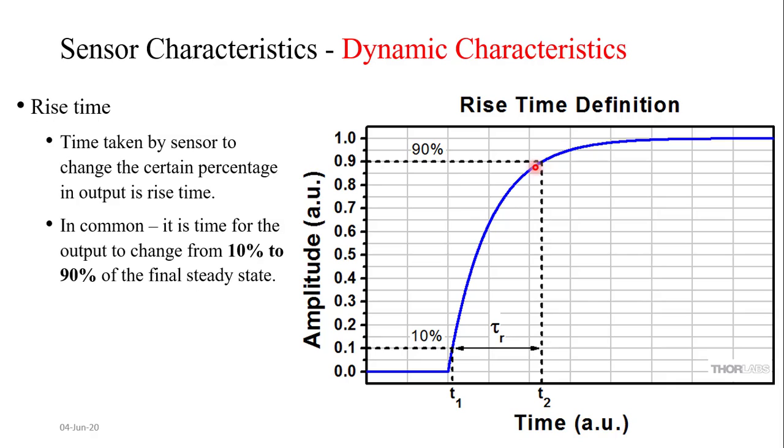When your sensor changes from 10% of the output to 90% of the output, we call it rise time. The time taken by the sensor to change a certain percentage in output is rise time. So in my case, this is your 0 point, at a time t1. It started and slowly the pressure is increasing. For example, the pressure increases and reaches the maximum value of 1 bar. The time in which it goes from 10% to 90% we call the sensor's rise time. We have selected this 10% to 90% range.